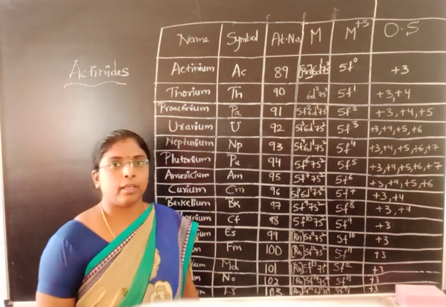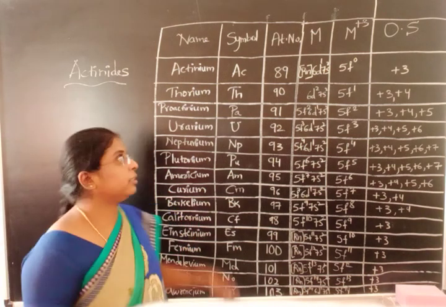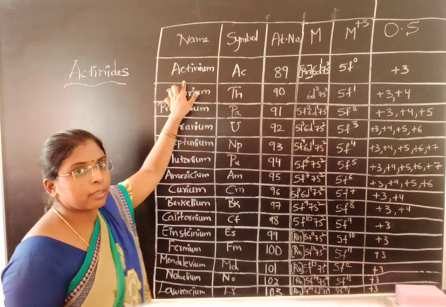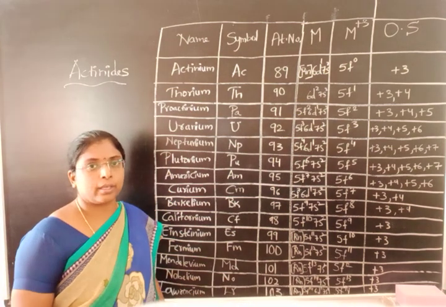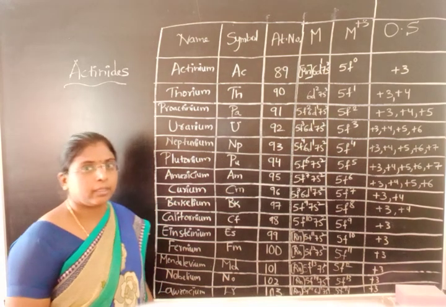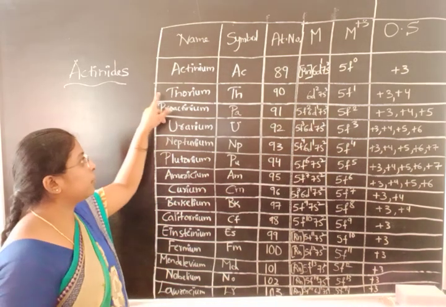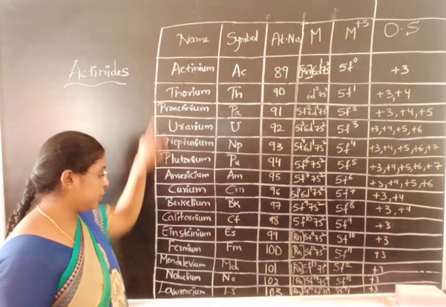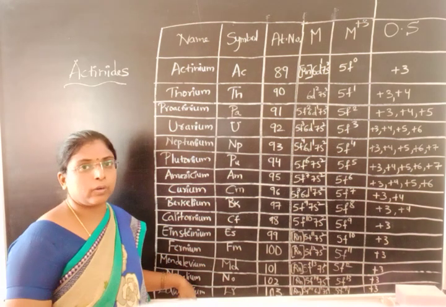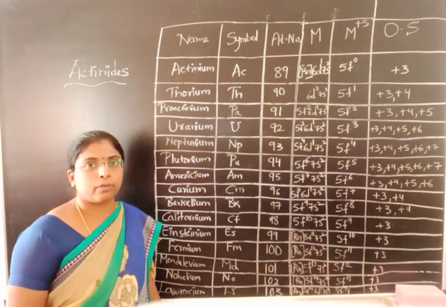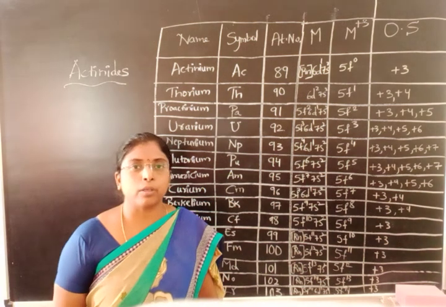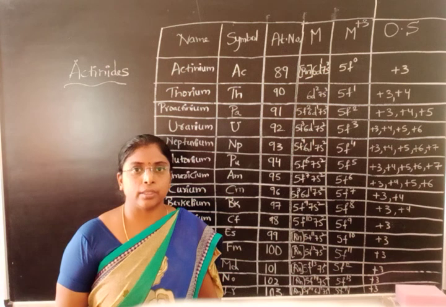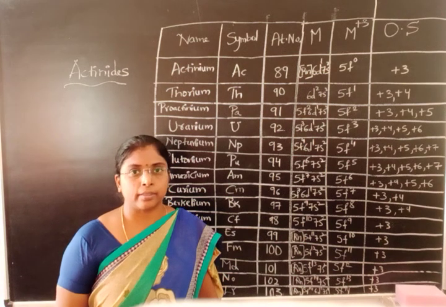The 14 elements after actinium in the 7th period of the periodic table are known as actinide elements. They include thorium, 90, to lawrencium, 103. In total there are 14 elements. These elements lie at the bottom of the periodic table, after the lanthanides comes the actinide series.